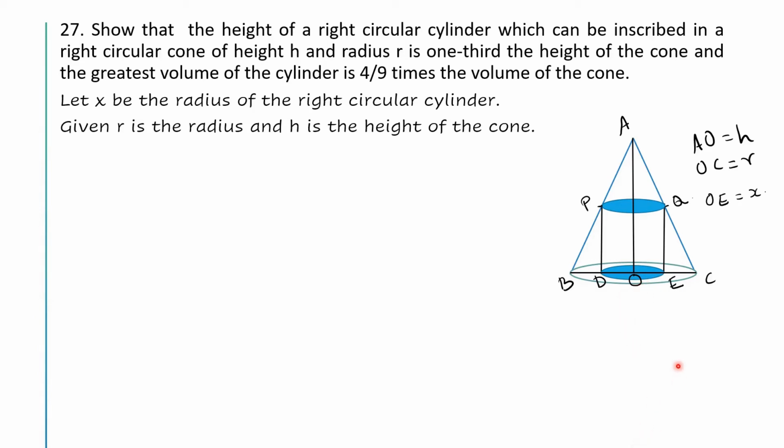Here we can see that these two triangles, triangle AOC and triangle QEC, are similar. Which means we have these two sides, QE by AO is equal to EC by OC. So we have these two sides proportional. So from that we can find QE. We can find the height of the cylinder.